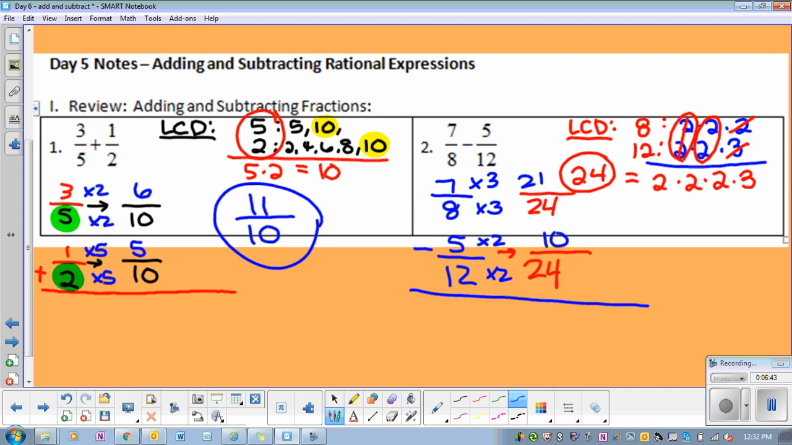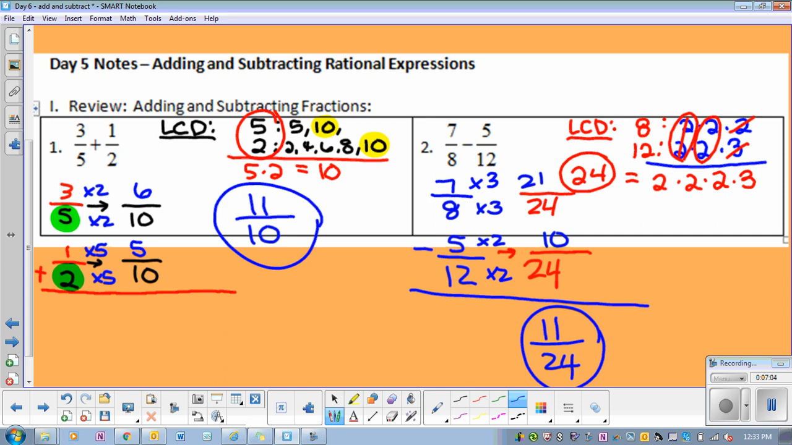And like we said before, we don't subtract the denominators. The denominator stays the same, but you do subtract your numerators. What's 21 minus 10? 11. So 11 over 24. Okay? Any questions on what happened there?